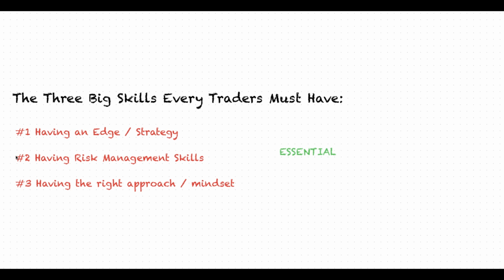The second point is having risk management skills. Having risk management skills is being able to manage your risk properly on each trade, each week, each month, over and over again. And the third point is having the right approach, mindset to trading. Guys, this is what actually holds the first two points together. If you have these first two but you don't have the mindset, which was my problem for a long time, you're going to blow your accounts. And that's just the truth, right? You got to have these three skills. It's non-negotiable, it's essential.